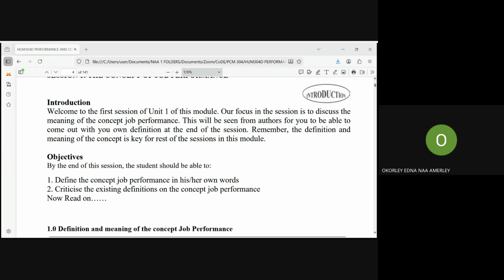So the job can be, please, whoever has the microphone on should please mute it. Mute your microphones. John, please mute your microphone. Thank you very much.